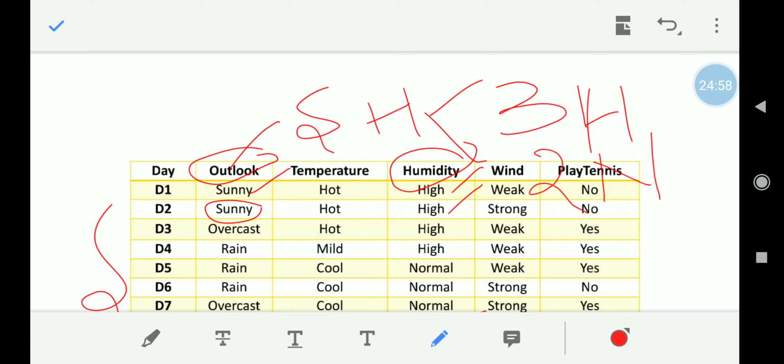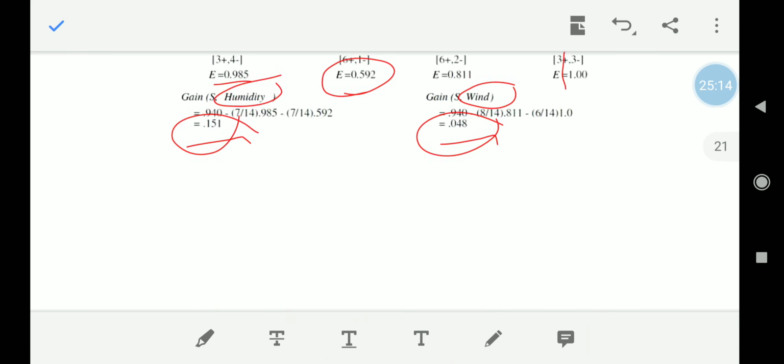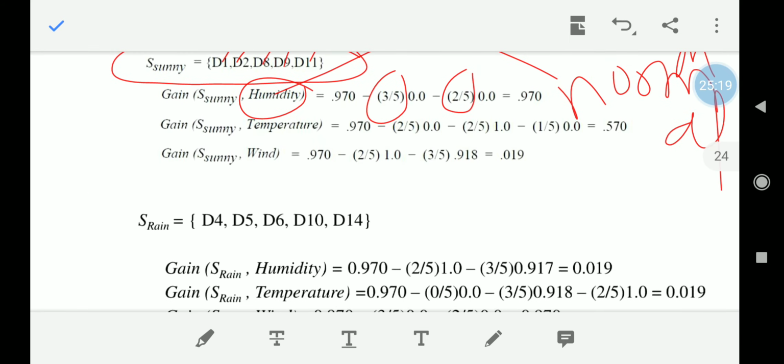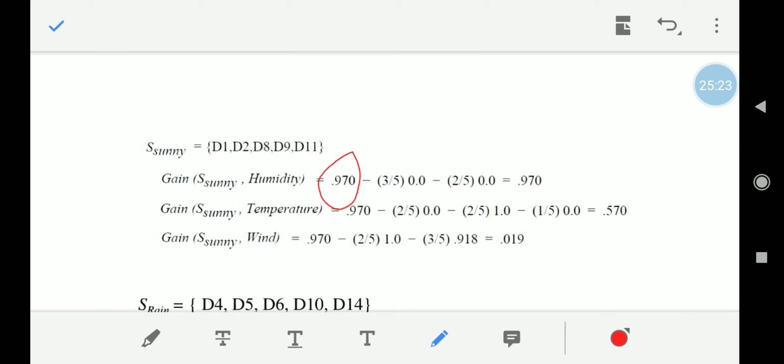In that, again you have to consider how many positive values are there when outlook is sunny and humidity is high, and how many positive values are there when outlook is sunny and humidity is normal. You have to check. After checking that, you have to calculate the gain like this. This is the gain of sunny. This is the entropy of sunny, 0.970. From where this value is coming, you can see here.